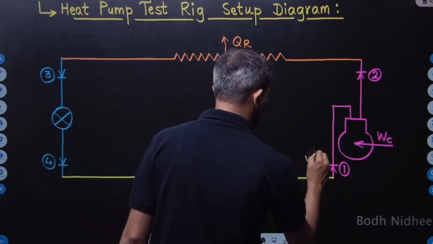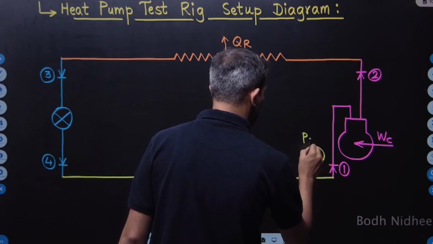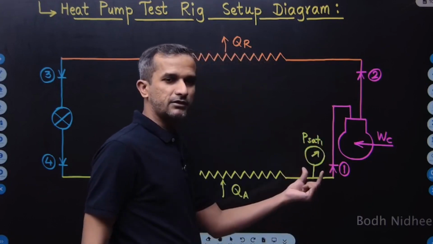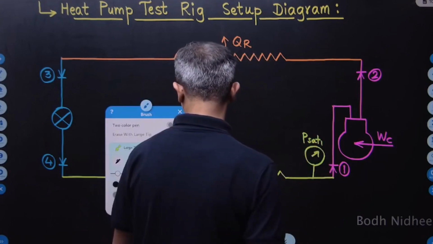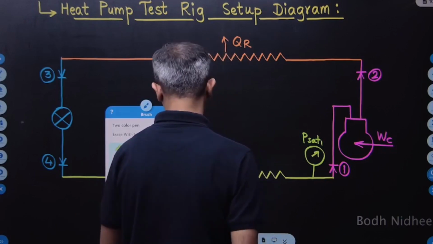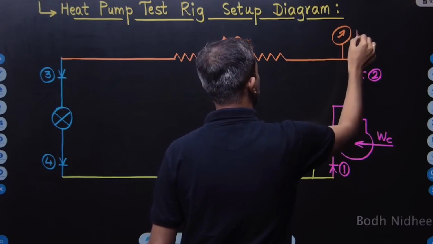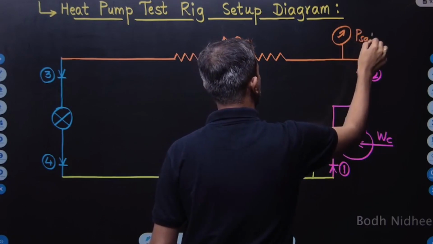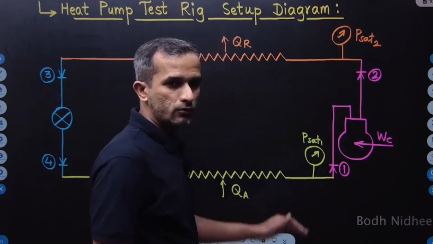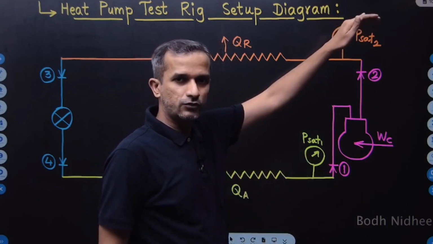So let's say this is the pressure gauge at the inlet of the compressor. Psat1 will measure the pressure at the inlet of the compressor. Similarly, I'll mount the discharge pressure gauge after the compressor, that is the condenser pressure. The pressure gauge mounted at the condenser inlet, that is the compressor exit, is Psat2. So Psat1 and Psat2 will give me the values of pressure.